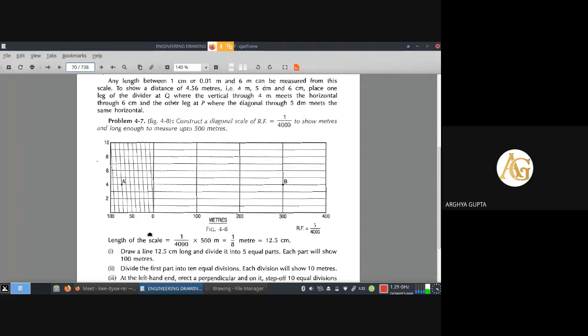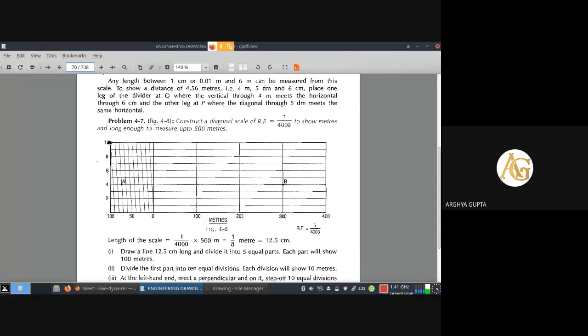Now I'm repeating the steps again. The first step is to draw a 12.5 centimeter line, and vertically take 3 centimeter height and complete the rectangle. Then that horizontal part will have to be divided into 5 equal parts to mark 0, 100, 200, 300 and 400. So meter will have to be written here. Now that smaller part again will have to be divided into 10 equal parts by drawing an inclined line, and that smaller line also will have to be divided into 10 equal parts.